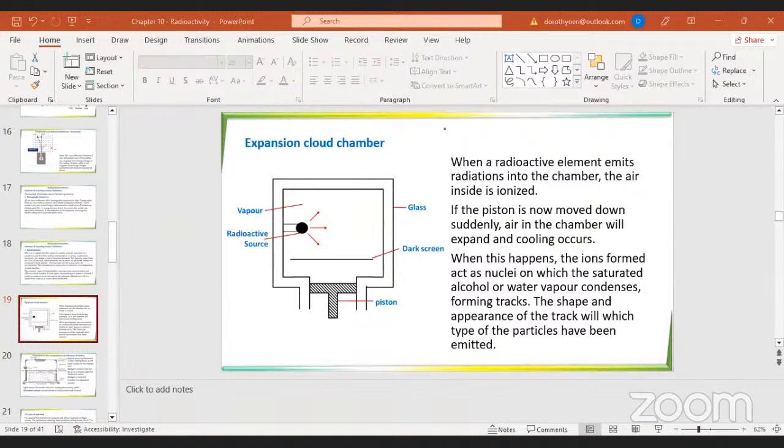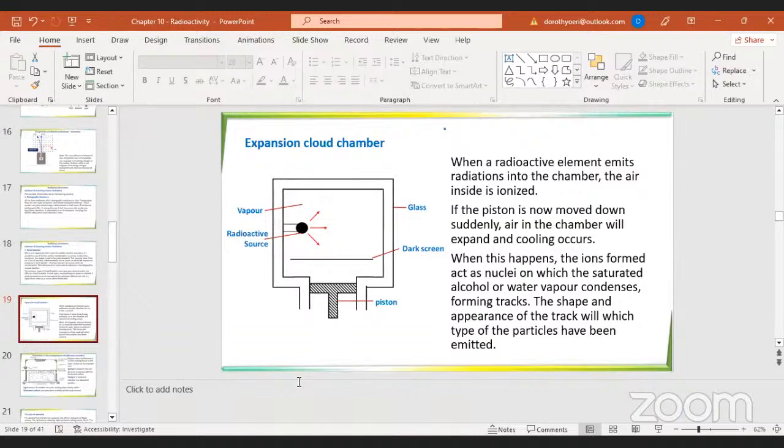Okay, I've changed. Now I'm saying, remember, the radioactive source releases either the alpha or the beta particles or the gamma rays. As the particles travel through that chamber, the air inside is ionized. They knock off electrons from the air particles. So the air gets ionized.